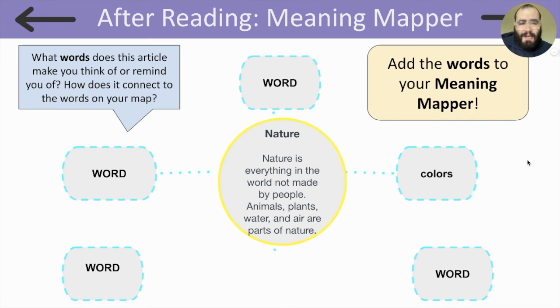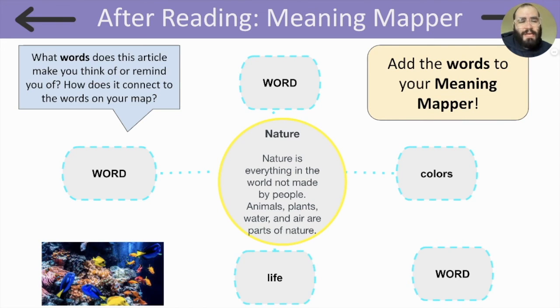Now, please take out your meaning mapper. In the middle, we have our focus word nature. Nature is anything that is not made up by people. So animals, plants, water, air are all parts of nature. We've already added colors, but what other word could you add to your meaning mapper? I added the word life because the article talked about all the sea life. And nature is any life that is not human.